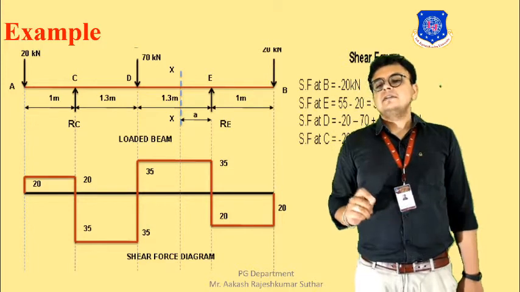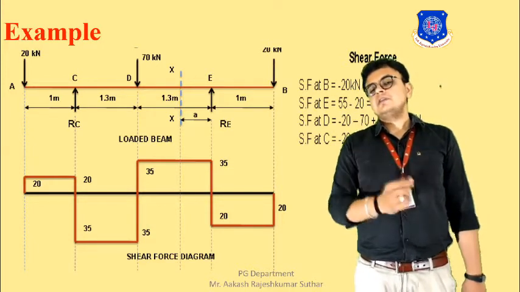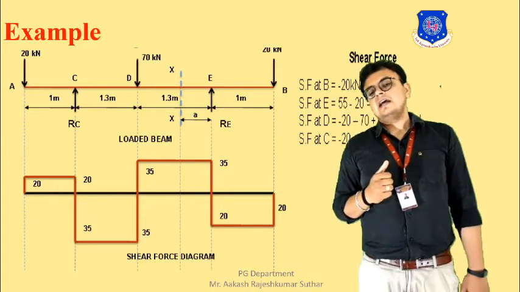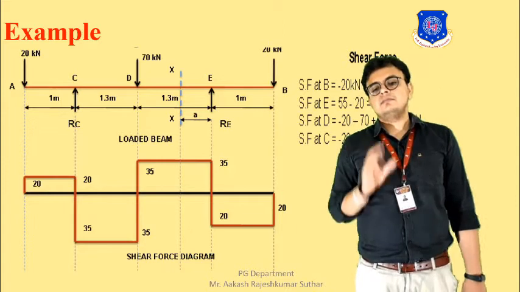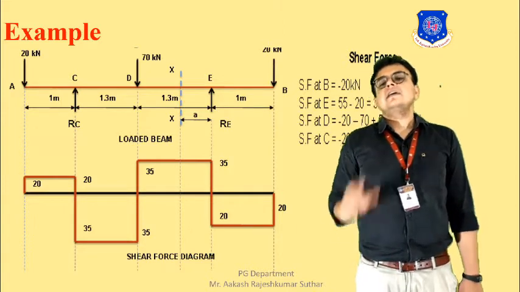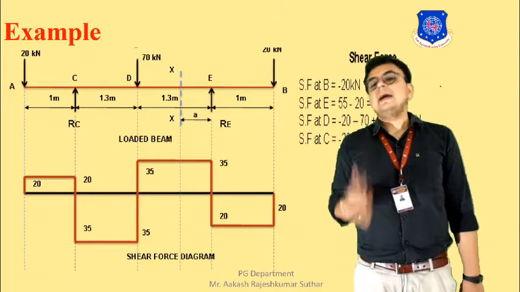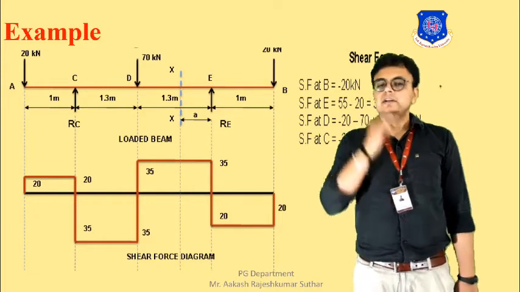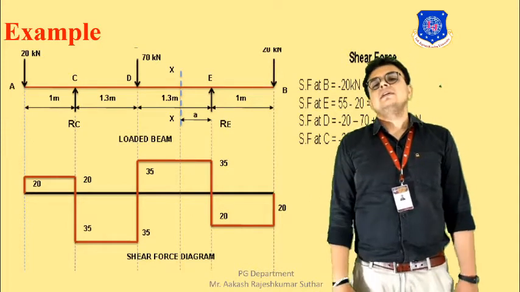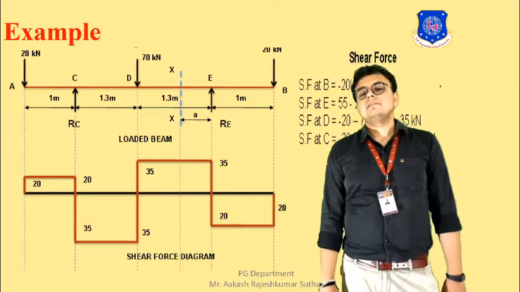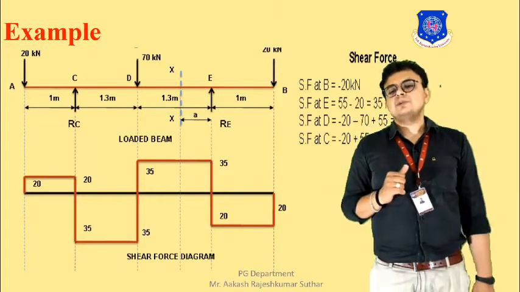After that, we have to move towards the point B. And moving towards the point B, we are having no loads. So 20 will be remaining constant, and at the end, plus 20 minus 20, the load will nullify it, and ultimately we will be getting 0. In this way, the shear force diagram is being prepared.